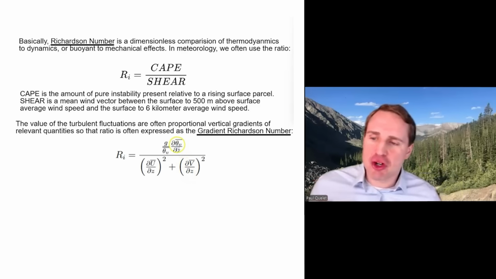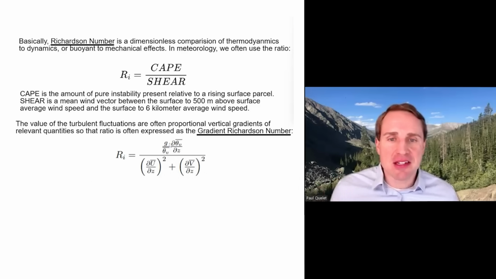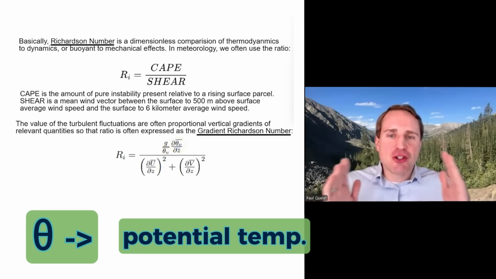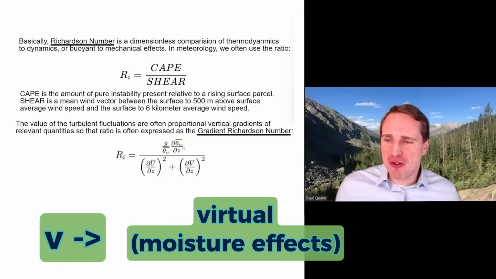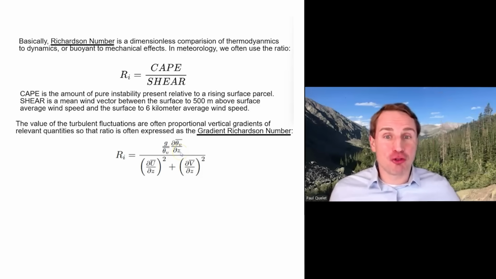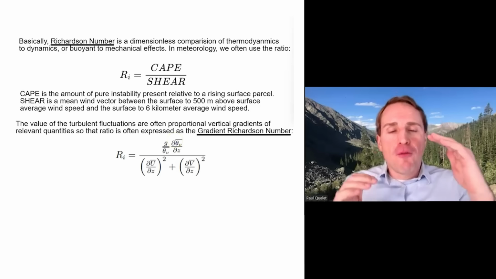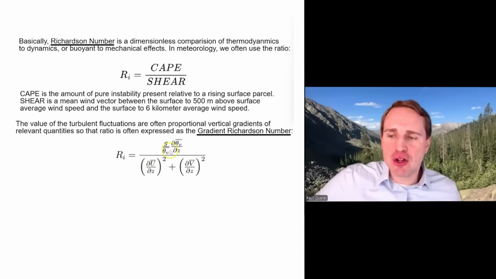Now let's make sure you understand the terms here. So g is the acceleration due to gravity near Earth's surface. That's 9.81 meters per second squared. Theta here is the potential temperature. Subscript v means virtual, so we're including moisture effects. And then the bar here means the background mean. When we take the partial with respect to z, that's in the vertical direction. So we're looking at how the background virtual temperature changes with height. We divide by a reference virtual temperature, so that way the Kelvin over Kelvin goes away. You get meters per second squared divided by height.